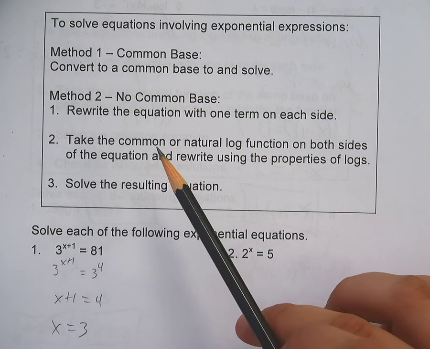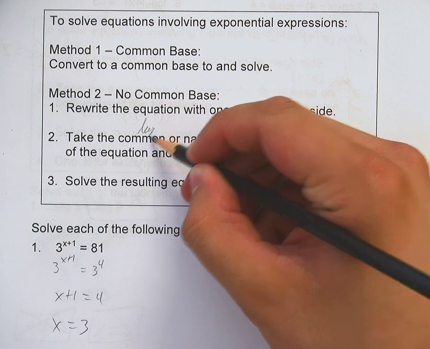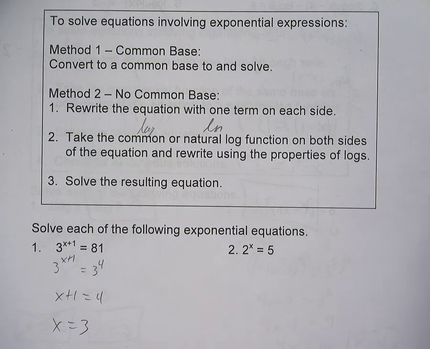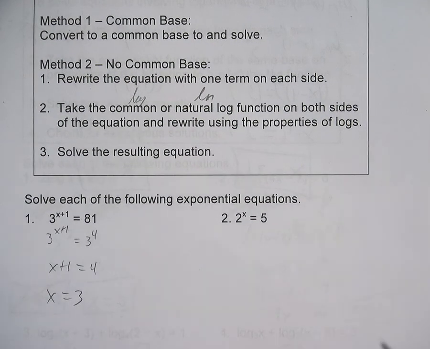Take the common or the natural log. Now the common log is just log with a base of 10. The natural log is ln, base of e, on both sides of the equation and rewrite it using the properties of logarithms. So it's a pretty neat little tool. Let me show you how it works on number 2.